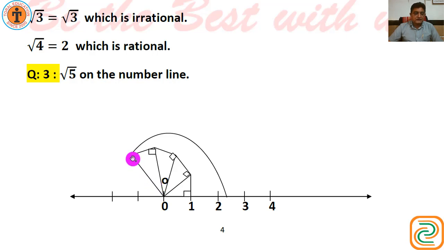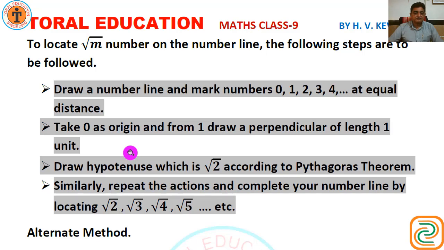And if we mark an arc taking 0 as center, we get this curve after 2. Because this one is root 4, 2 is root 4, and this point is root 5. Here it is root 5. Okay, so we have shown root 5 on the number line.